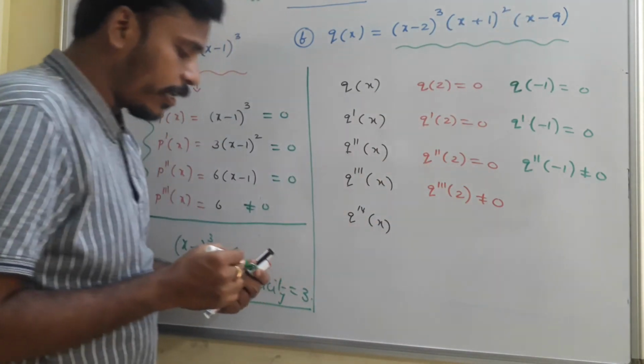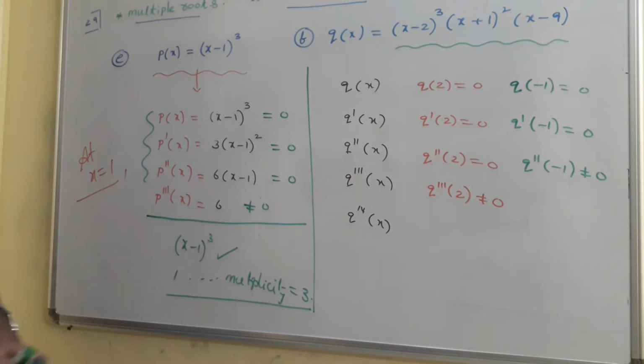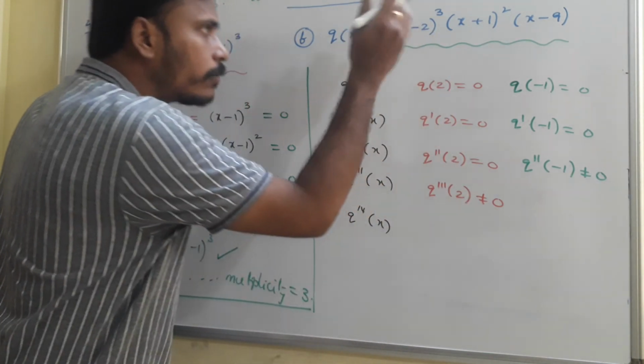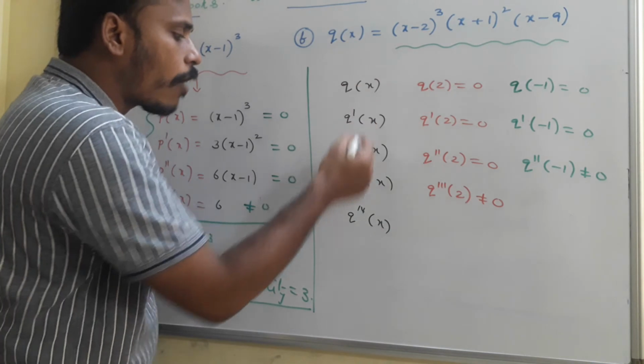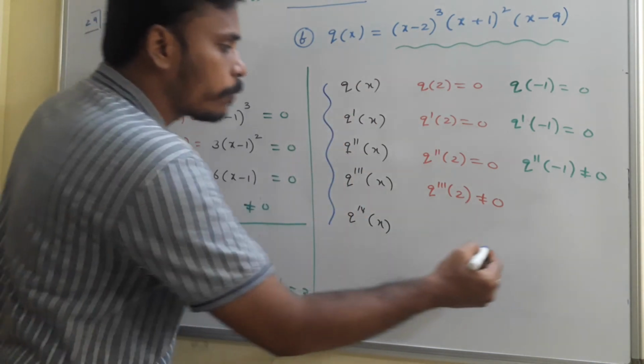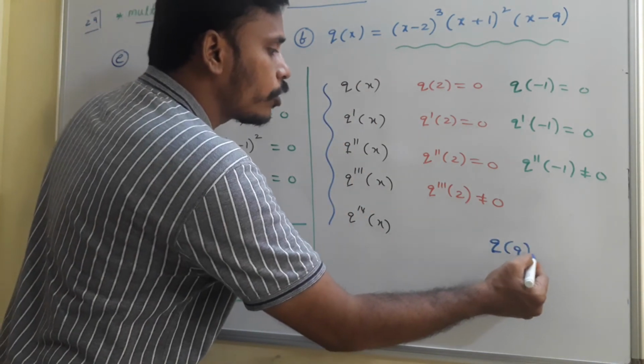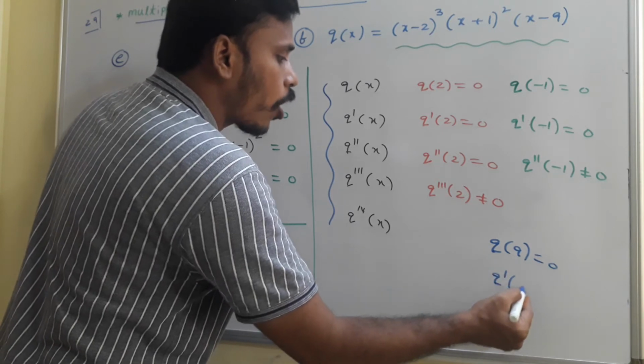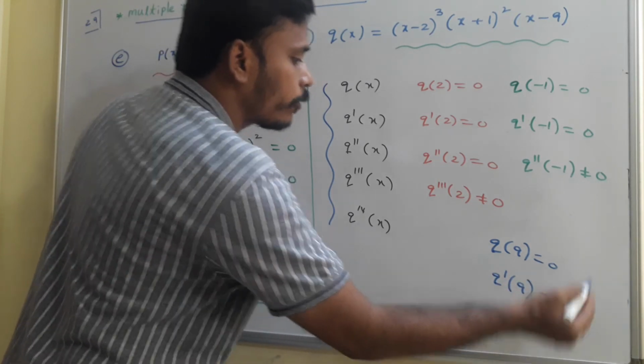Whereas if you think about the 9, 9 is also a root, but its multiplicity is just 1. So after finding all these derivatives, you observe only q of 9 is 0 and q dash of 9 also will become a non-zero value.